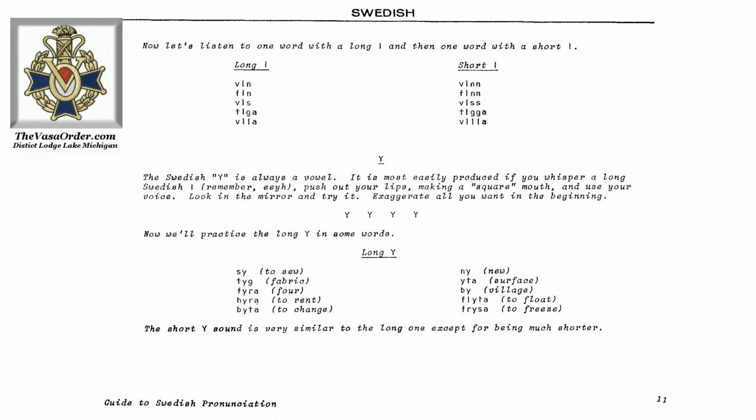E. The Swedish E is always a vowel. It is most easily produced if you whisper a long Swedish E. Remember E. Push out your lips, making a square mouth, and use your voice. Look in the mirror and try it. Exaggerate all you want in the beginning. Y, y, y, y.